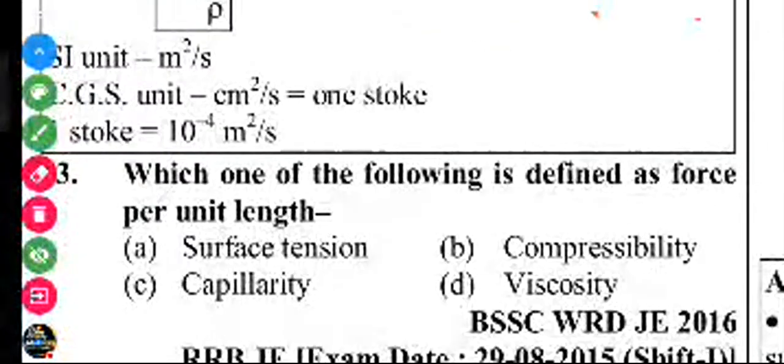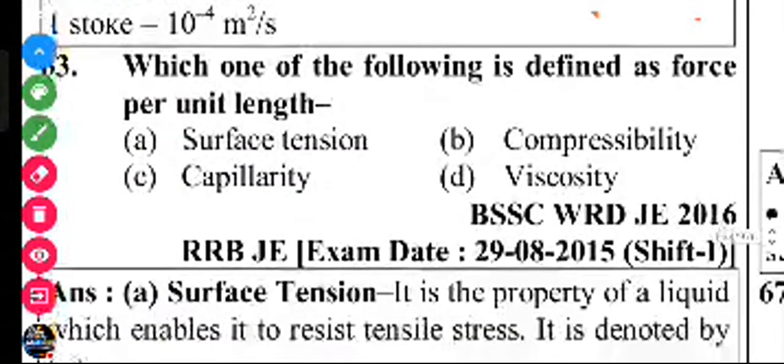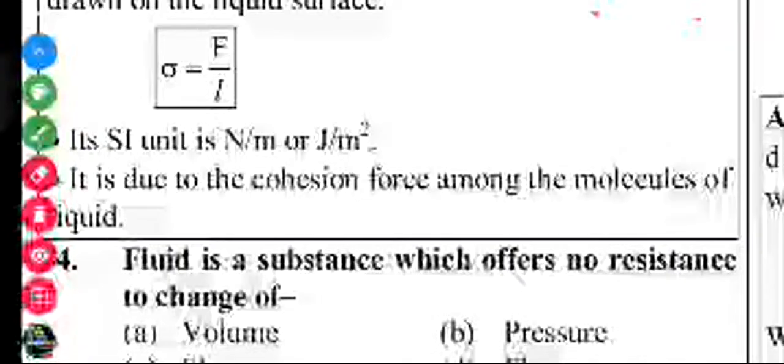Next question. Which one of the following is defined as the force per unit length? Force per unit length is called the surface tension. There is the explanation. It is the property of a liquid that enables it to resist tensile stresses, denoted by sigma. SI unit is Newton per meter or joule per meter square. It is due to the cohesion force among the molecules of the liquid.